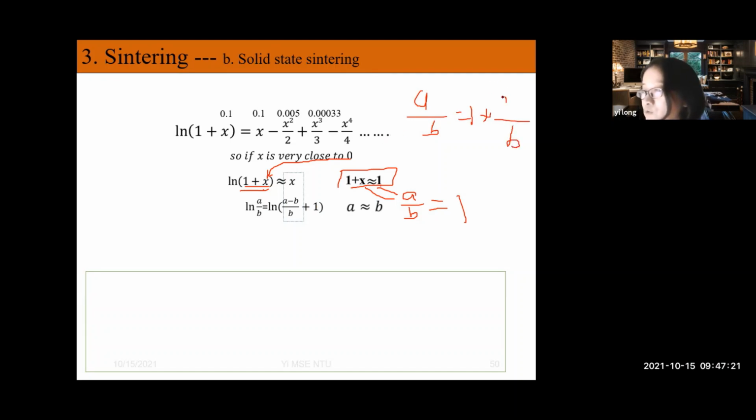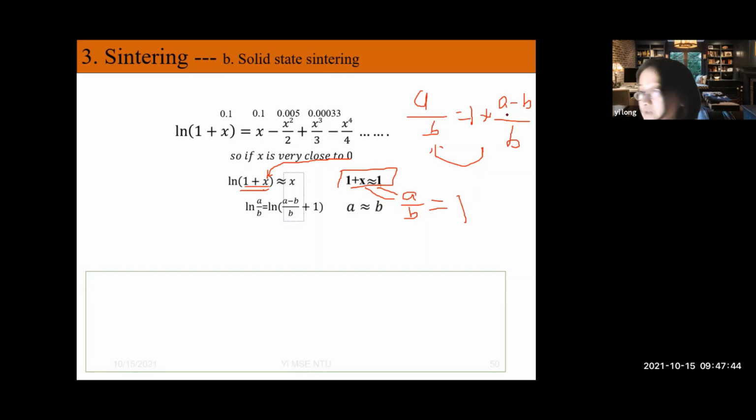And also if you put a minus b here, can you do a math manipulation quickly? Are these two equal to each other? A over b equals 1 plus a minus b over b, correct? Yes or no? A over b equals 1 plus a minus b over b. This is very simple math, right? Correct.